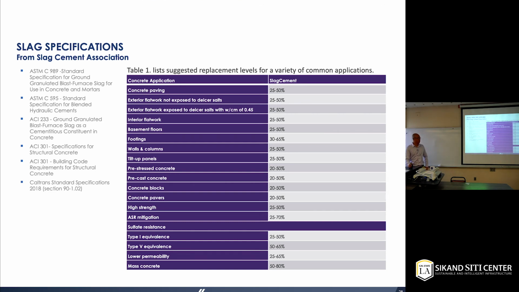Here are some specifications available for you to use to specify the slag. At the same time, the Slag Cement Association developed a table to help you figure out the typical percentage you need for different applications. As you can see, for ASR mitigation and mass concrete, you may use up to 70% or 80% replacement rate.